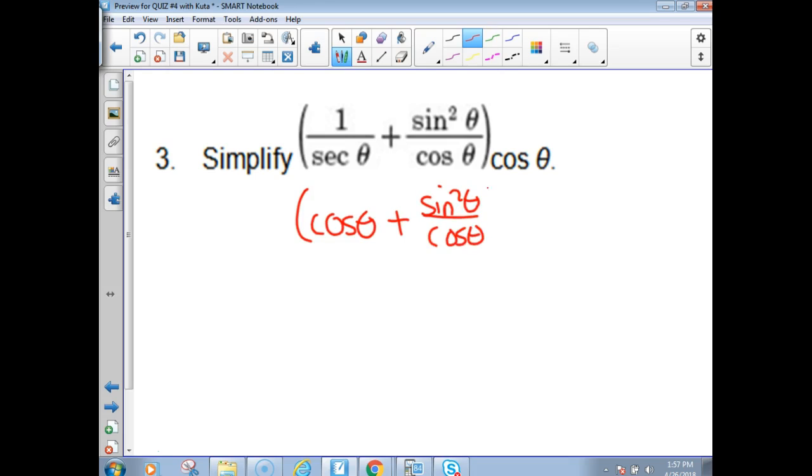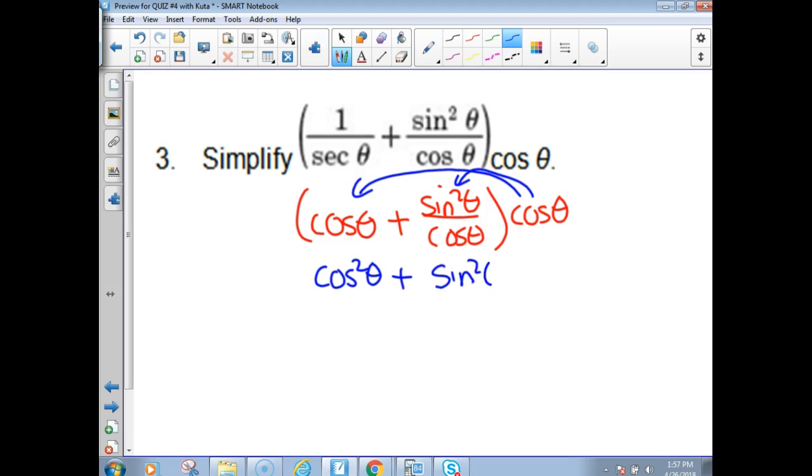And now having a multiplication of the cosine at the end, you still are distributing. So if I multiplied, I would get cosine squared theta plus cosine times that. The cosines would cancel out, and you'd have sine squared. And then cosine squared plus sine squared is 1.